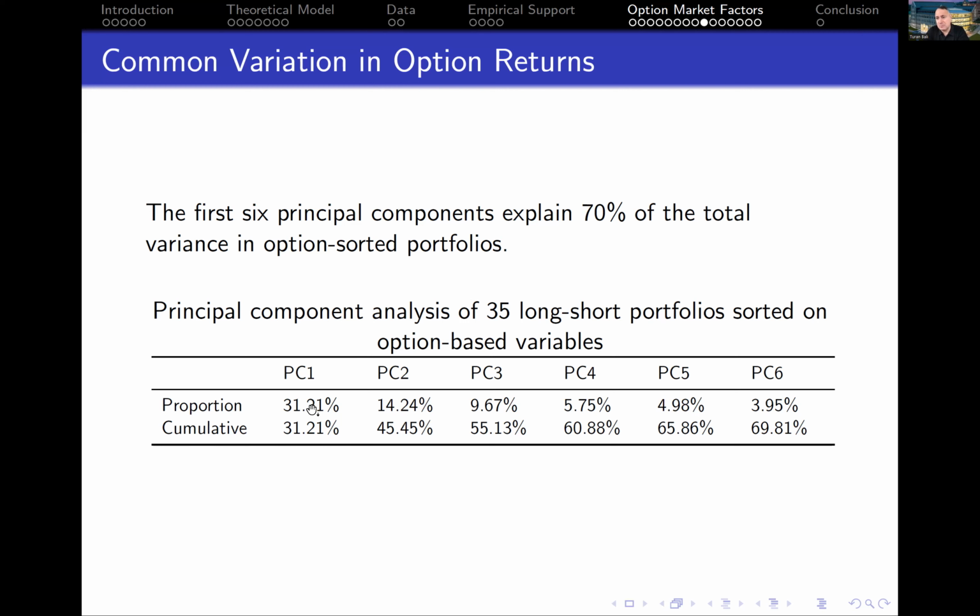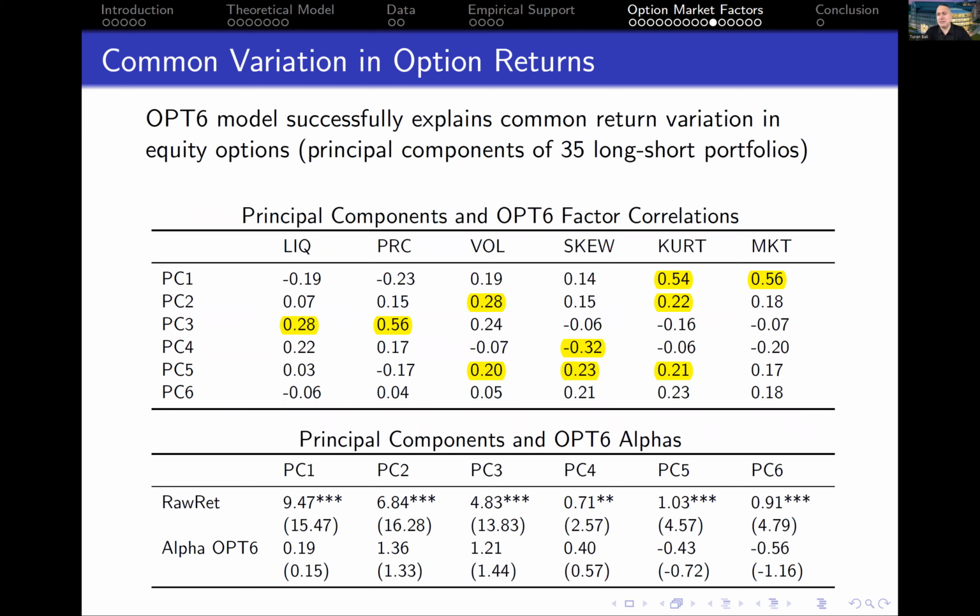The first principal component, largely proxying for the market, explains up to 31%. The second principal component explains 14%, and so on. But the first 6 principal components explain up to 70%. Now, the question is, what are they proxying for?